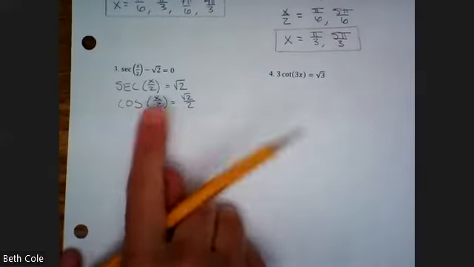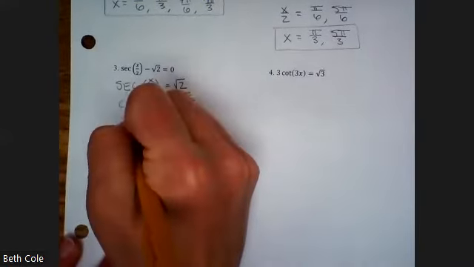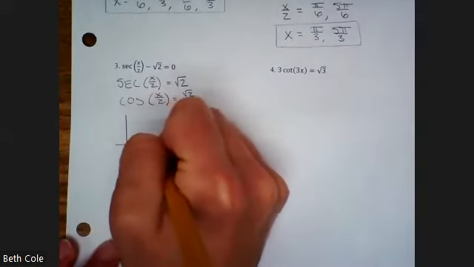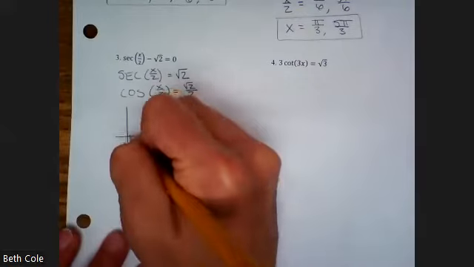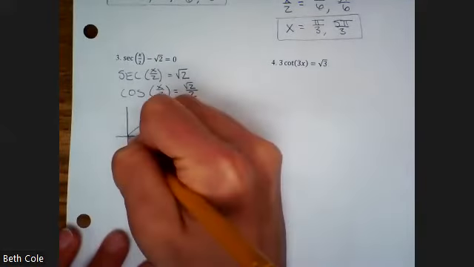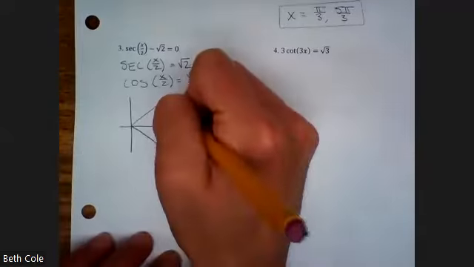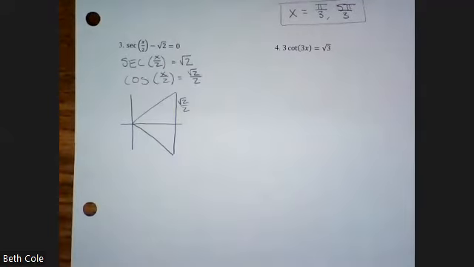So cosine, and it's positive. Cosine's the x value. So what quadrants is the x value positive? Good, 1 and 4. It looks a little like a kite or whatever. Sort of, I don't know, that's what it looks like to me. So if it's our square root of 2 over 2 triangle, what's the angle?